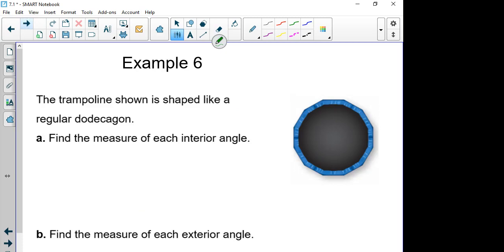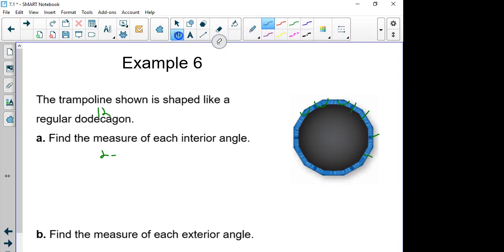All right, here we have a trampoline. The trampoline is shaped like a dodecagon. If you look back at the chart, that means a 12-sided shape. If it's a regular shape, that means every angle on it, this angle, that angle, these are all equal, and all the sides are equal also. So to find the measure of each interior angle, we're going to use our formula.